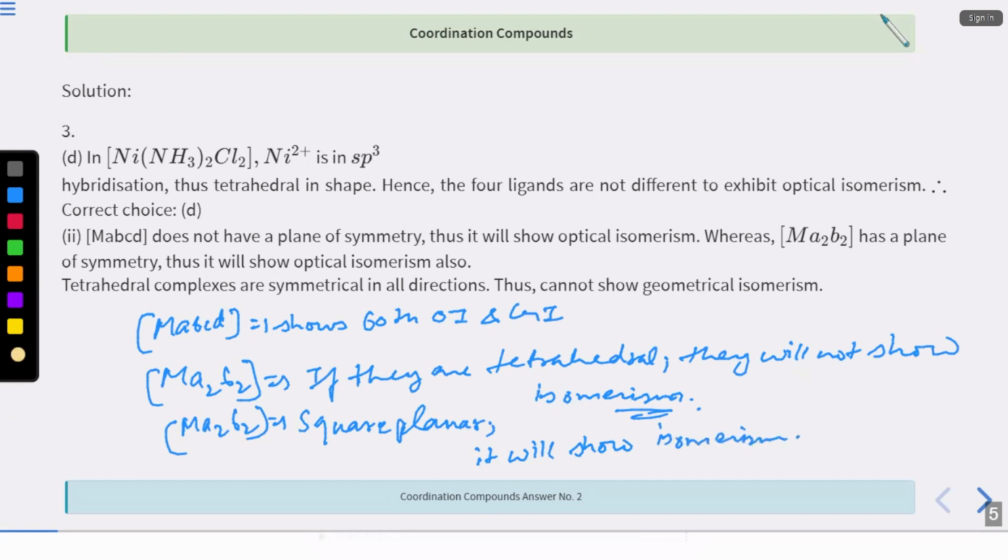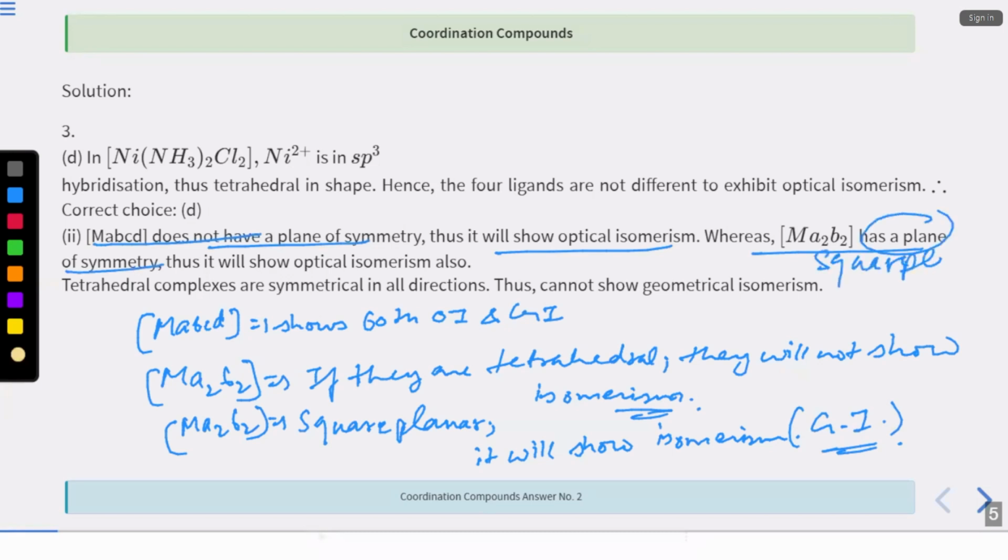Okay. So in case of tetrahedral compounds, there is no isomerism, but in case of square planar compounds, there is isomerism. So here also geometrical isomerism. So MABC does not have a plane of symmetry, it will show optical isomerism, whereas MA2B2 has a plane of symmetry. This is for square planar. Tetrahedral complex is symmetrical in all directions. It cannot show geometrical isomerism. Okay. So this is one thing.